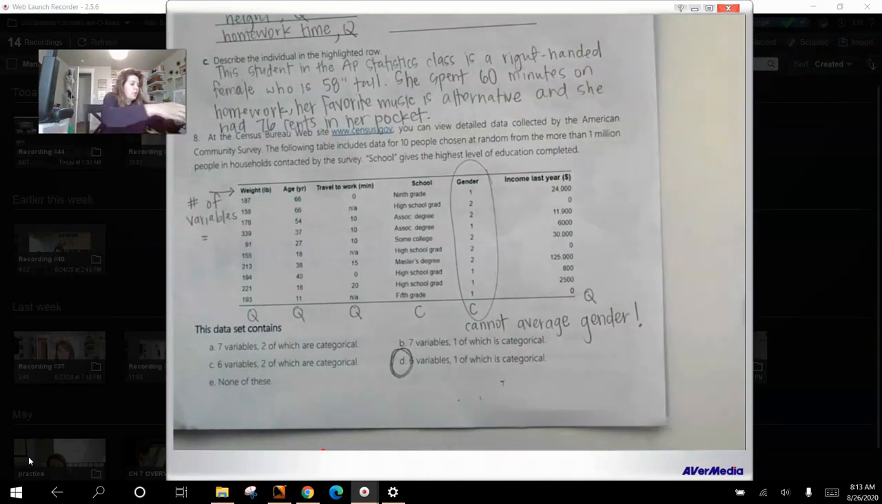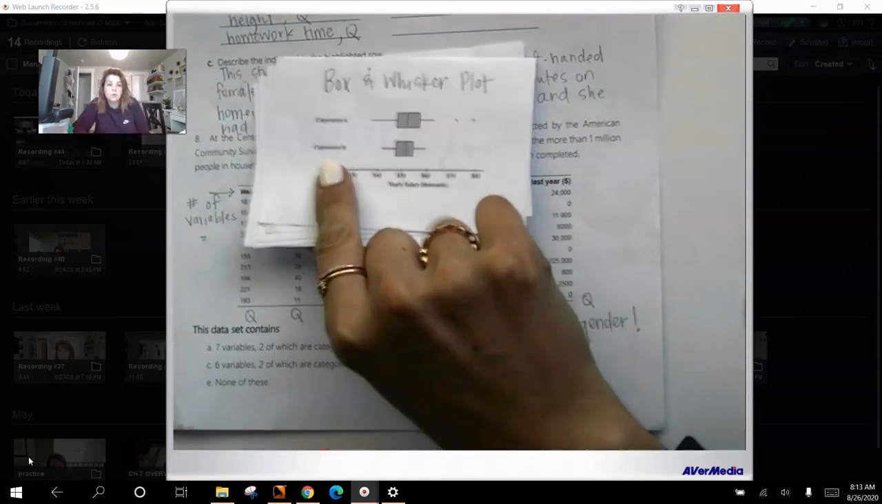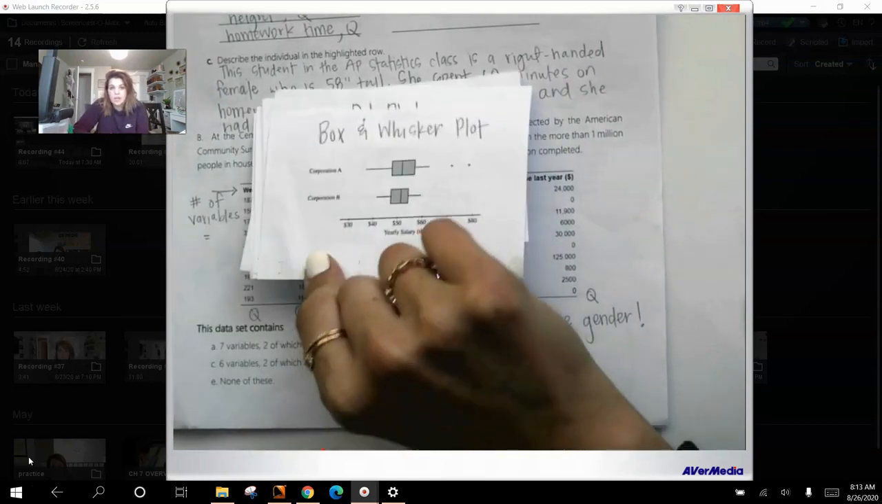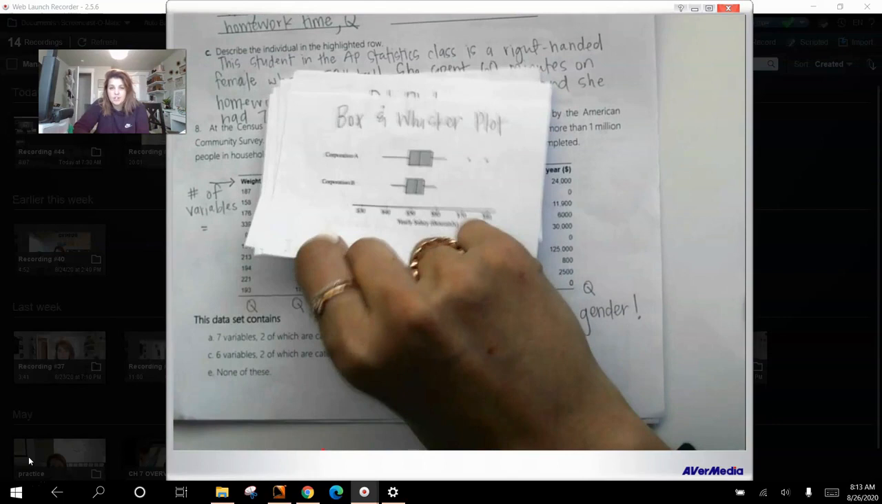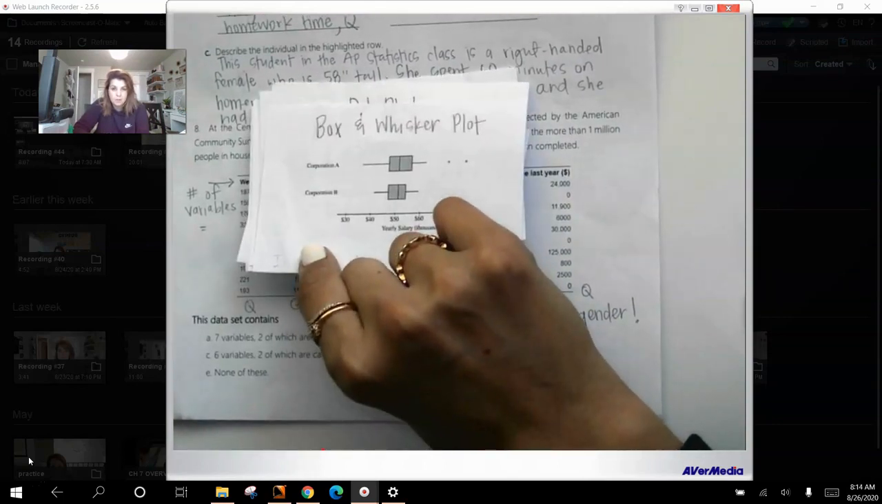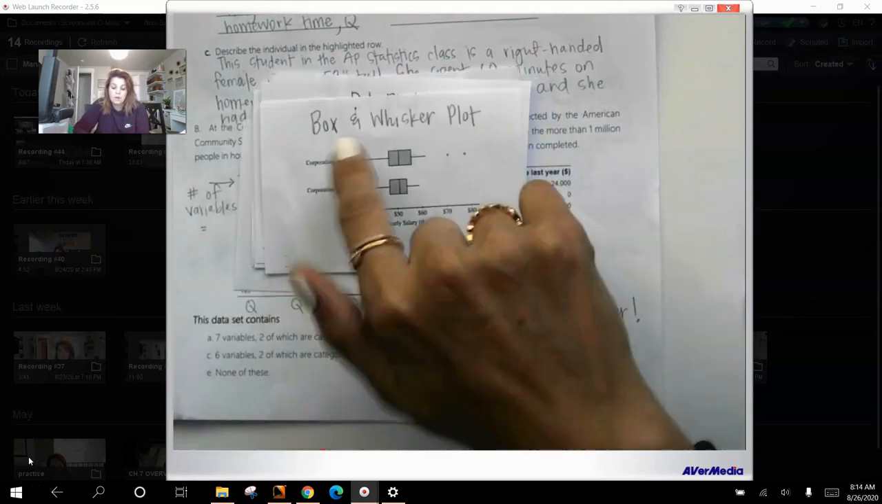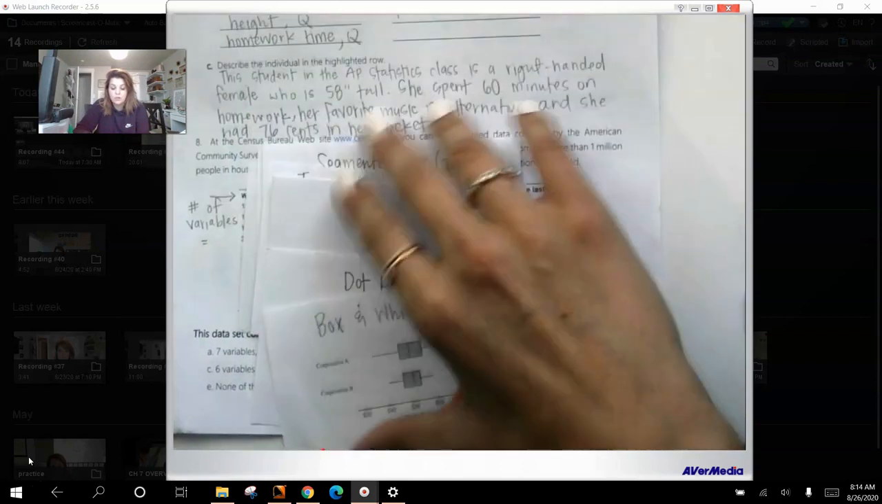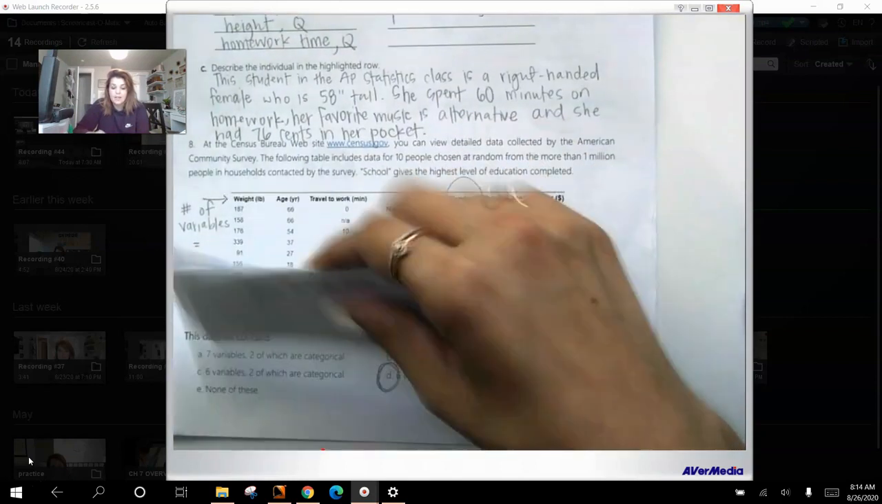Don't forget that on your graph cards, number 1, don't lose these. I'm actually going to have us glue these or tape these to our flashcards. So don't lose these. Keep these in a spot where you can keep track of them. And make sure that you start memorizing the names of each plot, because remember, you're going to have a quiz soon where you're going to have to identify each plot.